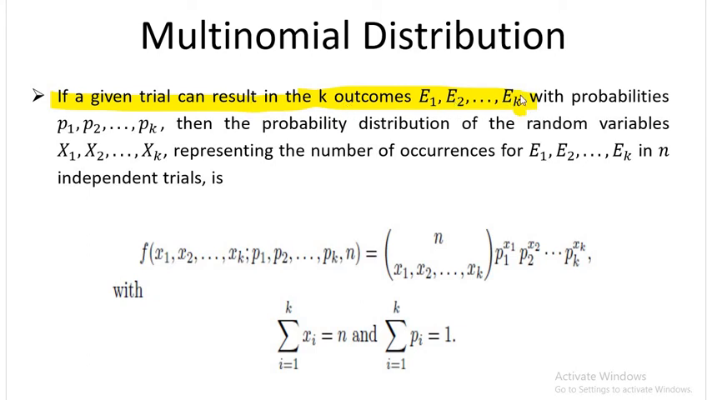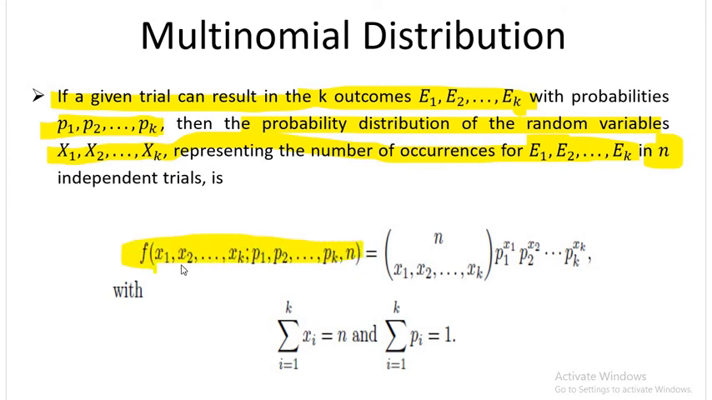Now, if there are k outcomes and every outcome has a probability as well, p1 up to pk, then the probability distribution of the random variables x1 up to xk, representing the number of occurrences of e1 up to ek, where the total number of trials is still n, is given by this. This is how we write it.